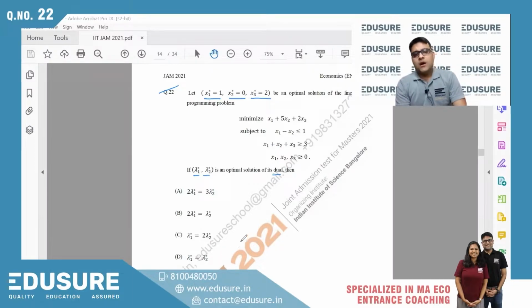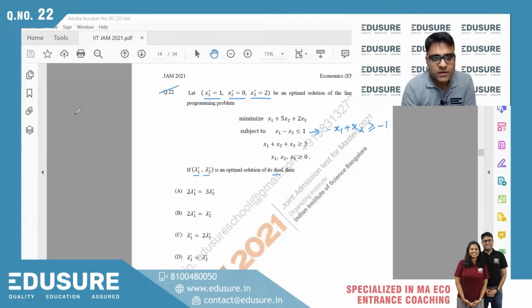Okay. If I don't know the relationship between the solutions of the primal and dual problem, then what I should be looking to do is form the dual problem, okay, and then solve it. So we will write it like this because this is minimize. Ensure that all the constraints are greater than equal to. So this will be minus x1 plus x2 greater than equal to minus 1. So the dual of this problem will basically be maximize. This was minimize, so it will become maximize.